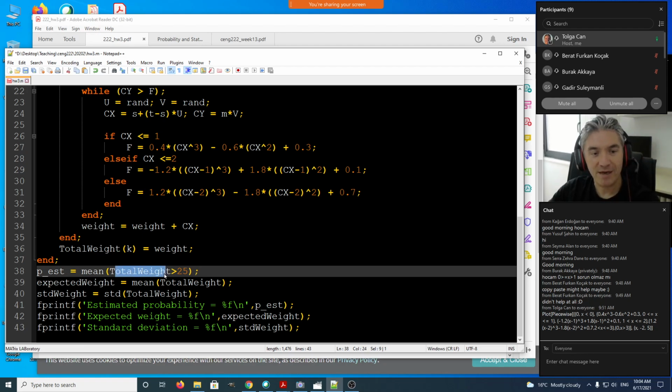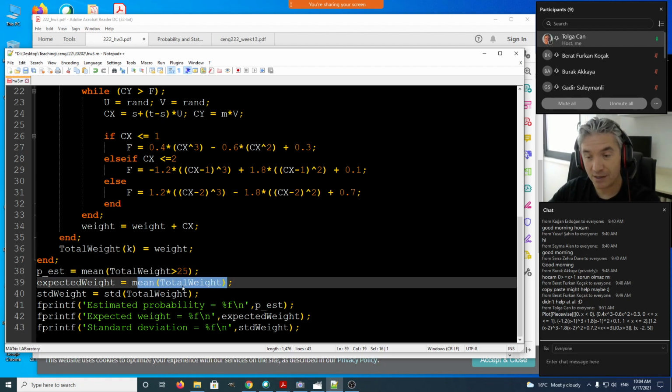If you take the average of the total weight array, it becomes your sample mean, the expected weight. So you can also predict the weight of the fish that you catch by just taking the average of your Monte Carlo simulations. The sample standard deviation becomes the standard deviation of your weight, and then you can report these. So that's basically a more thorough explanation of what went on.